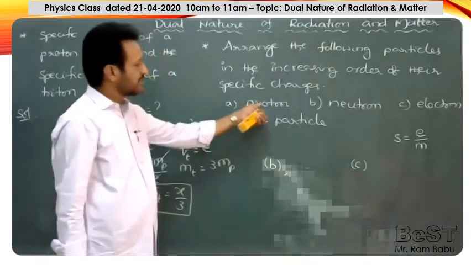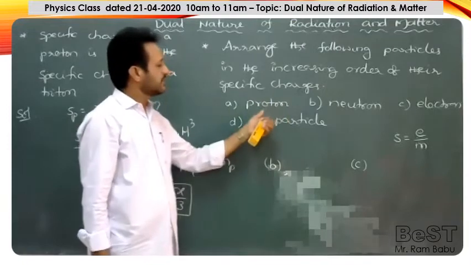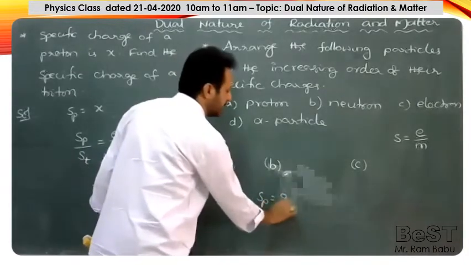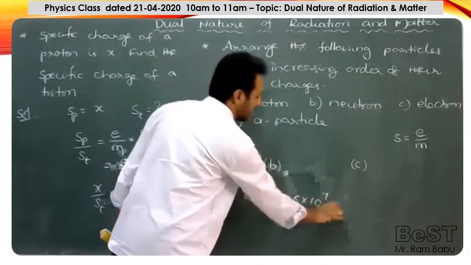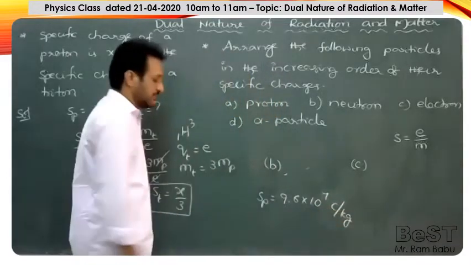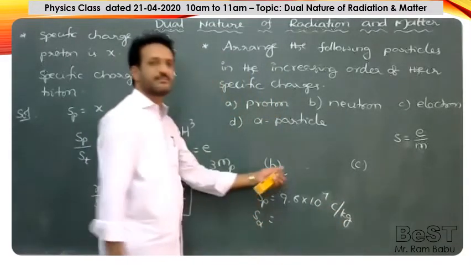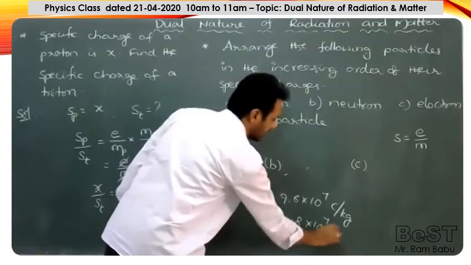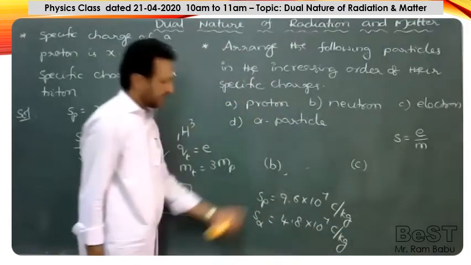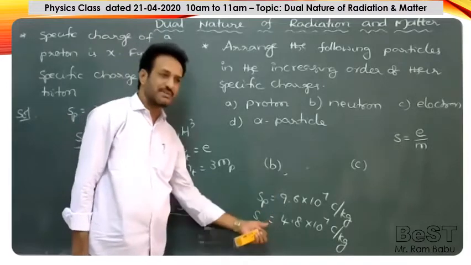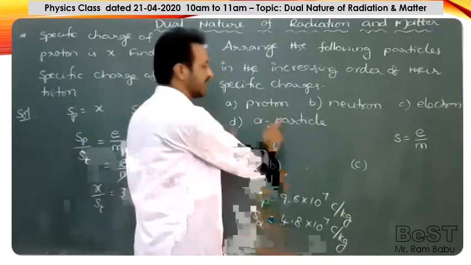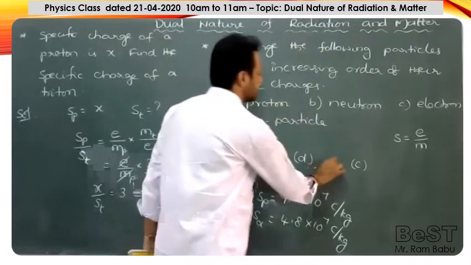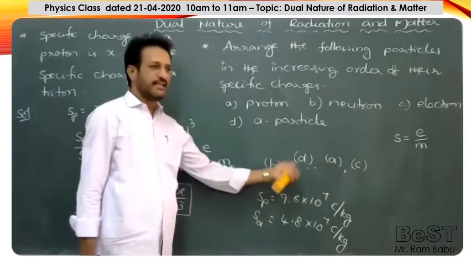But if you compare the proton and alpha particle, the specific charge of the proton, as we mentioned yesterday, is 9.6 into 10 to the power of 7 coulomb per kg. Whereas the specific charge of the alpha particle is half of this value, that means divided by 2, 4.8 into 10 to the power of 7 coulomb per kg. If you compare proton and alpha particle, which will have less specific charge? Alpha particle, D. So that is D and the next one is proton A. So the answer must be B, D, A, C.